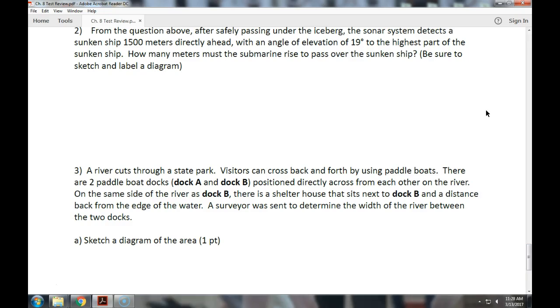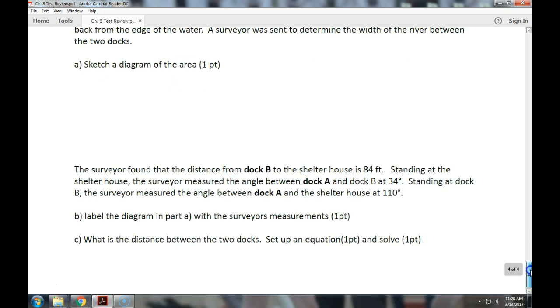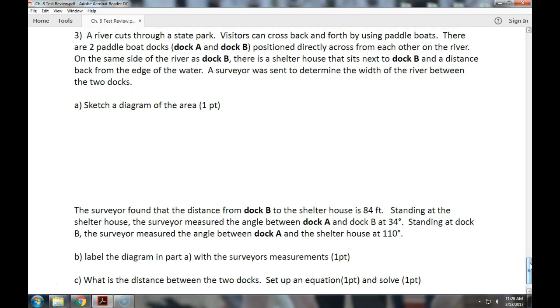Number 3 is no joke. So let's kind of get after number 3 here. It says a river cuts through a state park. So let's kind of draw this. We have a river cutting through a state park. It says visitors can cross back and forth using paddle boats. There are 2 paddle boat docks, A and B, positioned directly across from each other. So I'm going to put paddle boat dock A and paddle boat dock B directly across from each other.